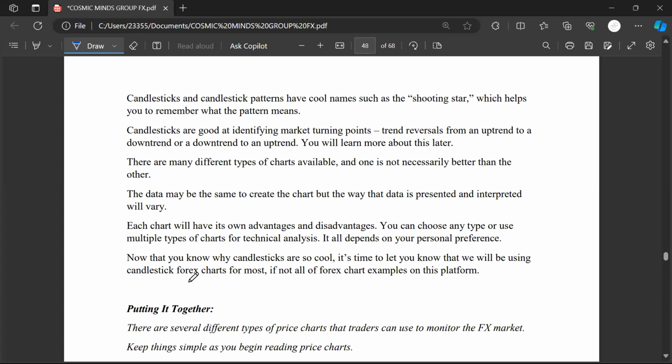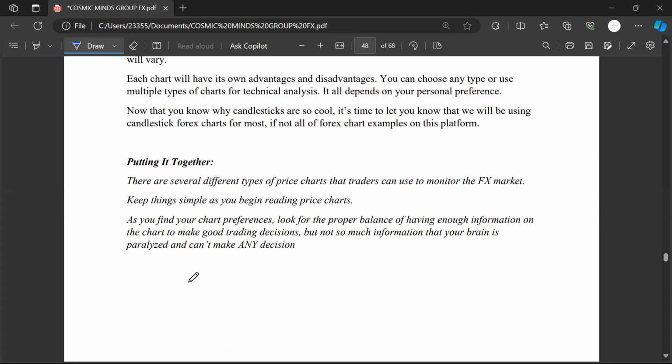Now that you know why candlesticks are so cool, it is time to let you know that we will be using candlestick forex charts for most, if not all, forex chart examples on this platform, right? So putting them together in summary, there are different types of price charts that traders can use to monitor the FX market.